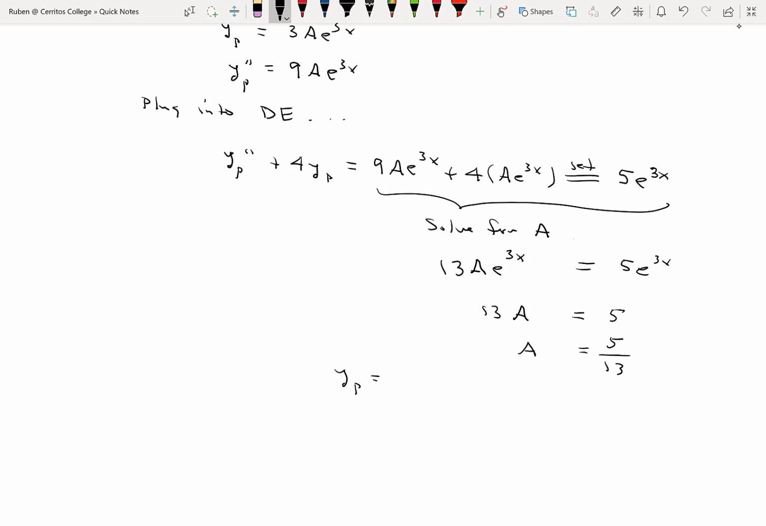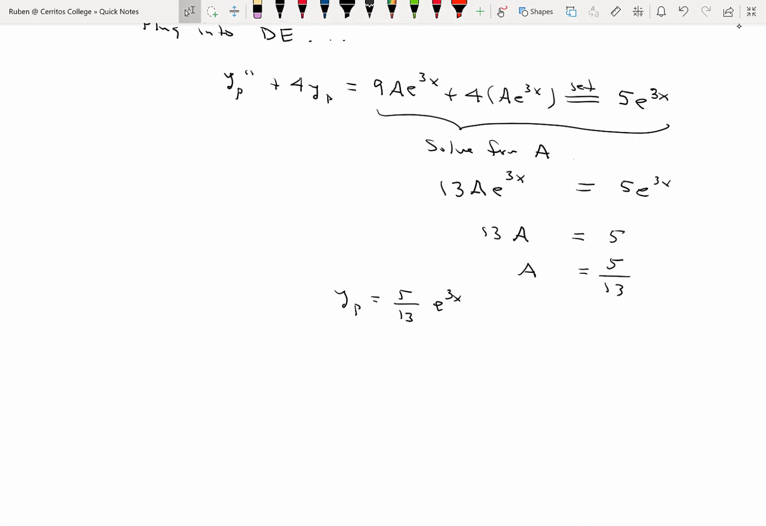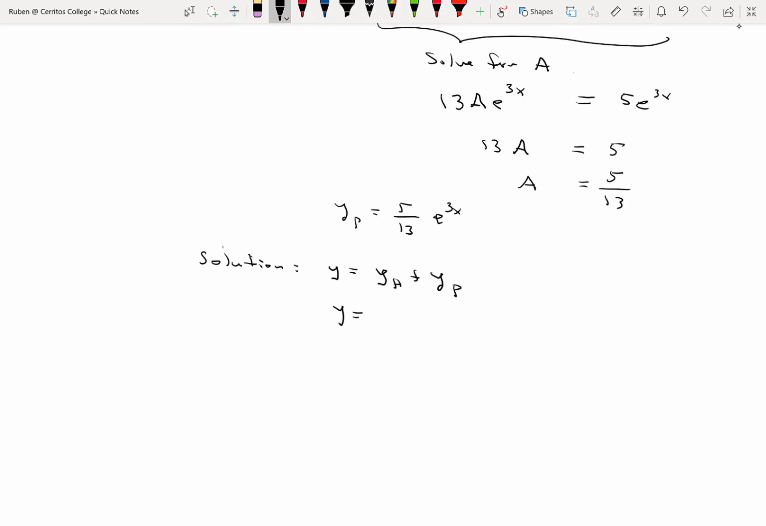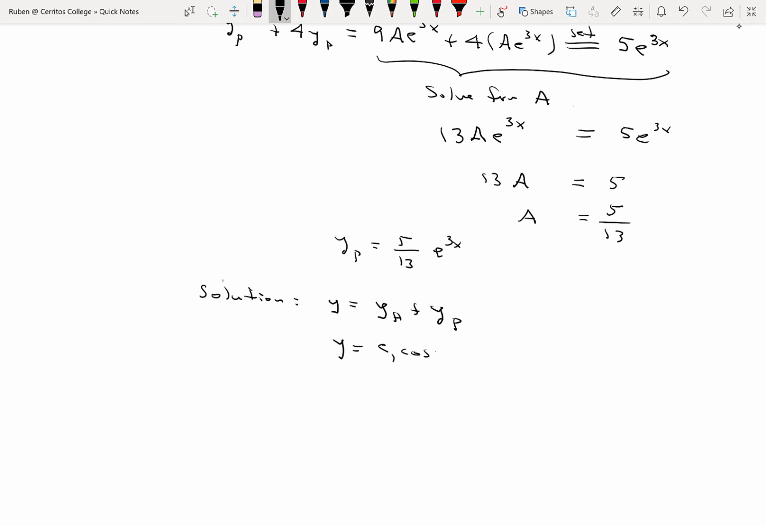We have found that a particular solution to this differential equation is 5/13 times e to the 3x. Remember, we were assuming that our particular solution took on the form a e to the 3x, and a is 5/13. The only thing left to do is to write the solution to the differential equation in readable symbols. The solution should be y equals the solution to the homogeneous case plus the particular solution we just found. So the general solution is c1 cosine 2x plus c2 sine 2x plus our particular solution 5/13 e to the 3x.